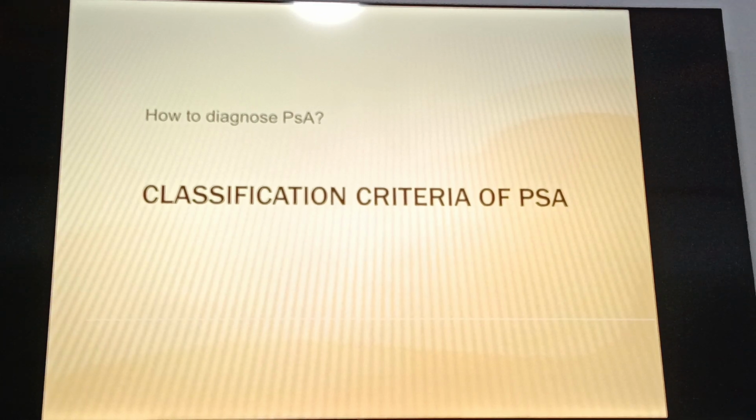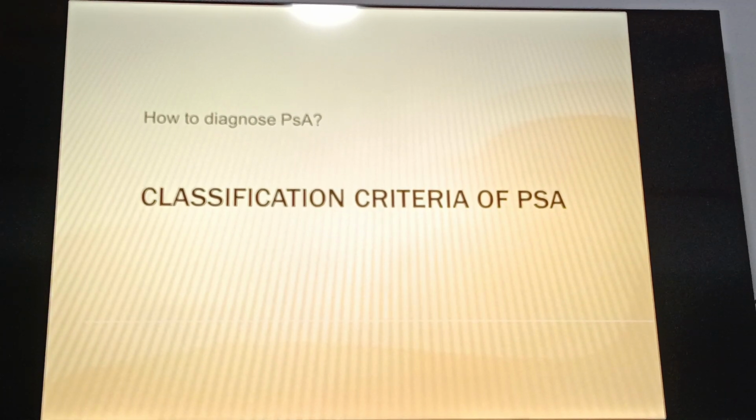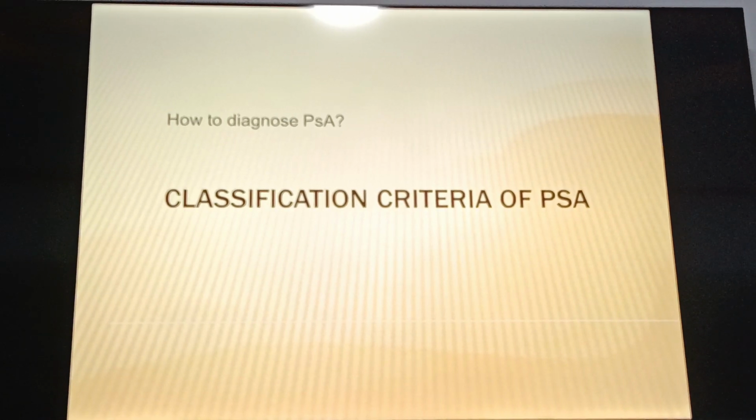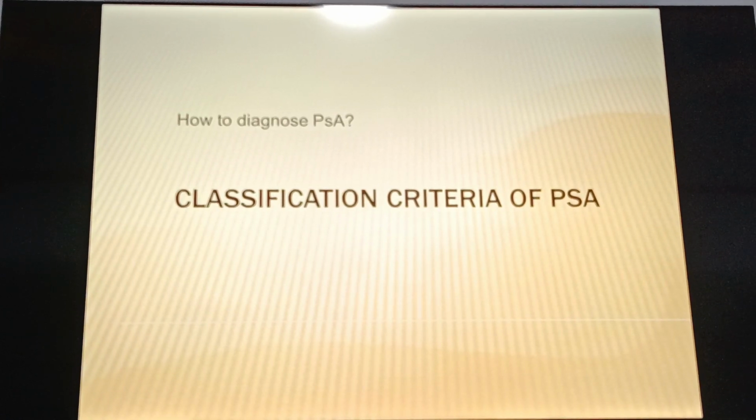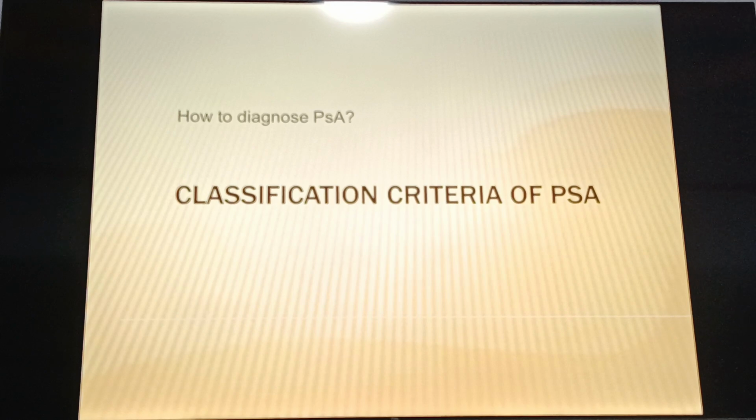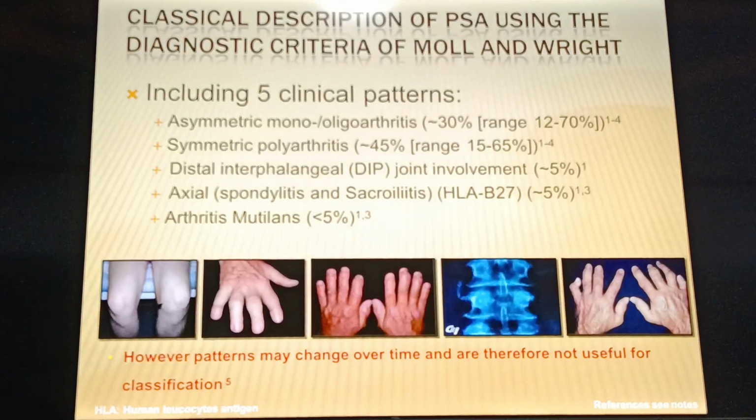How to diagnose psoriatic arthritis? What is the criteria of psoriatic arthritis? For all these rheumatological diseases, you will have a criteria. I told you the criteria for rheumatoid arthritis. I told you the criteria for lupus. I also told you the criteria for Sjogren's. Now the criteria for psoriatic arthritis.